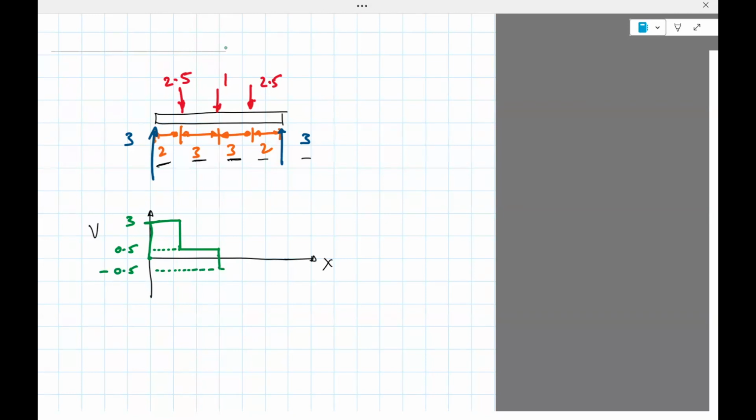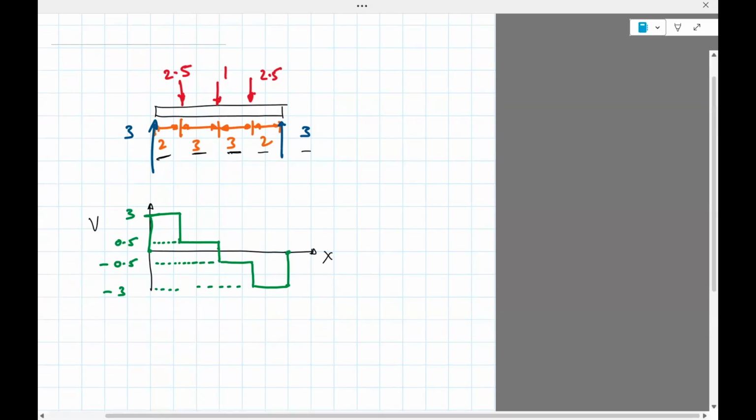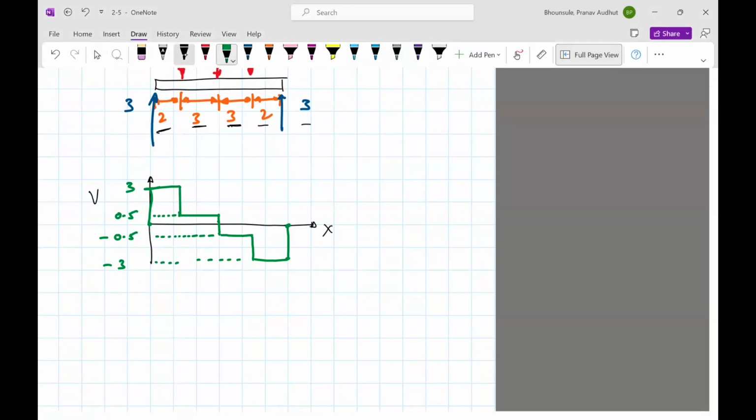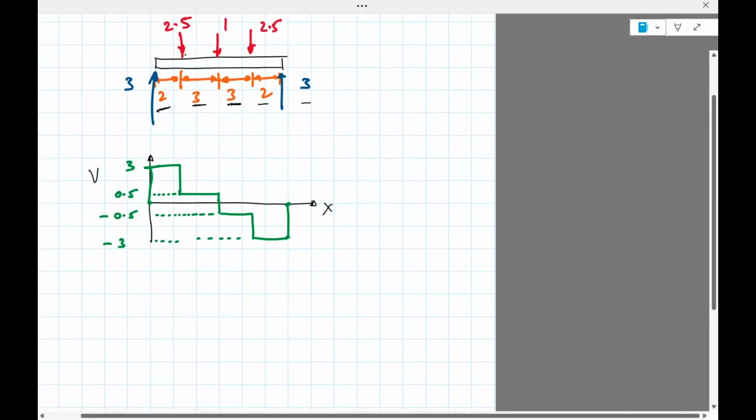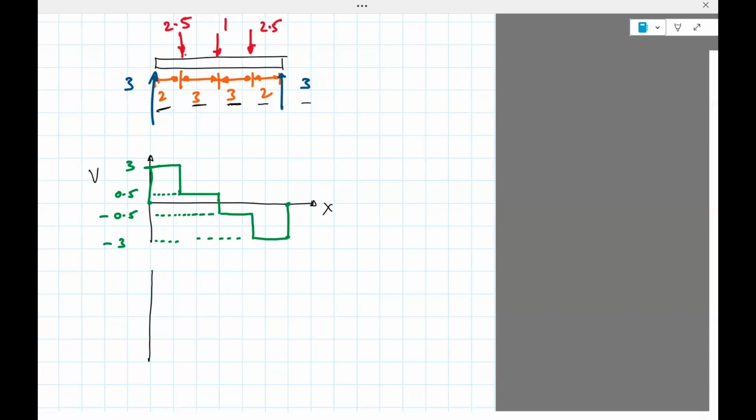And it'll keep going till we hit 2.5 acting downwards. So then I'll have minus 0.5 minus 2.5, minus 3. And then keep going till we hit 3. And then the negative 3 and the positive 3 will give me 0. So that would be the shear force diagram. Okay, fairly straightforward. Let's do the bending moment diagram.